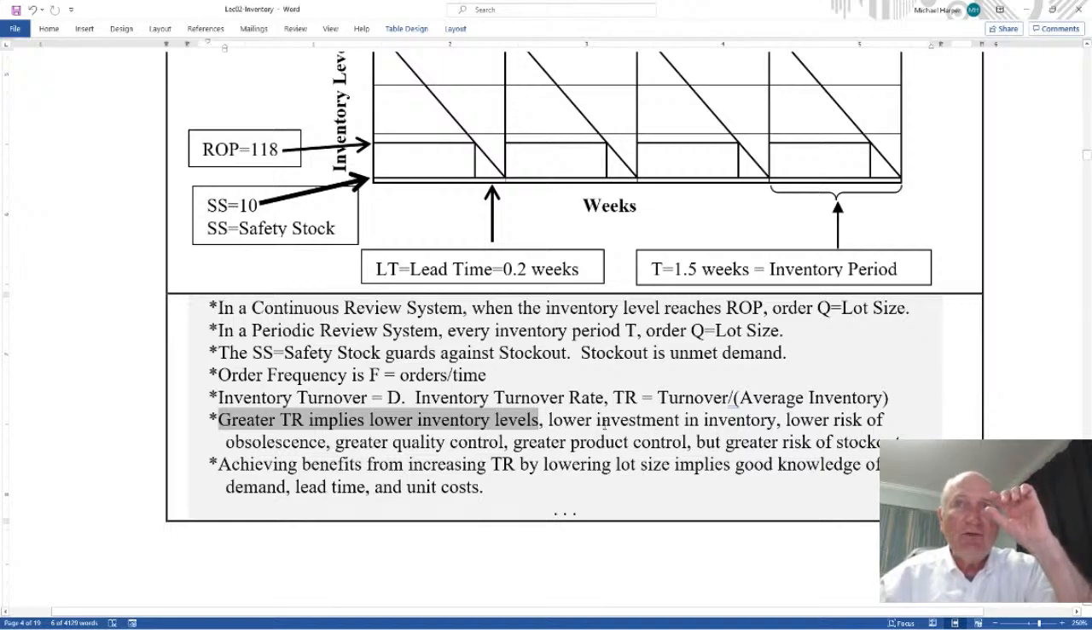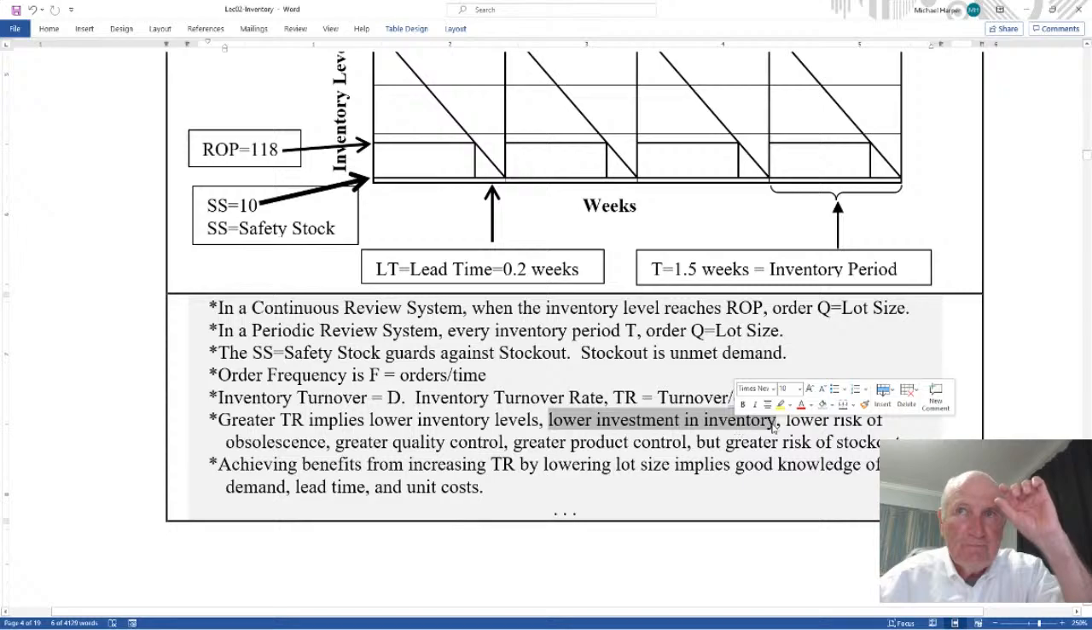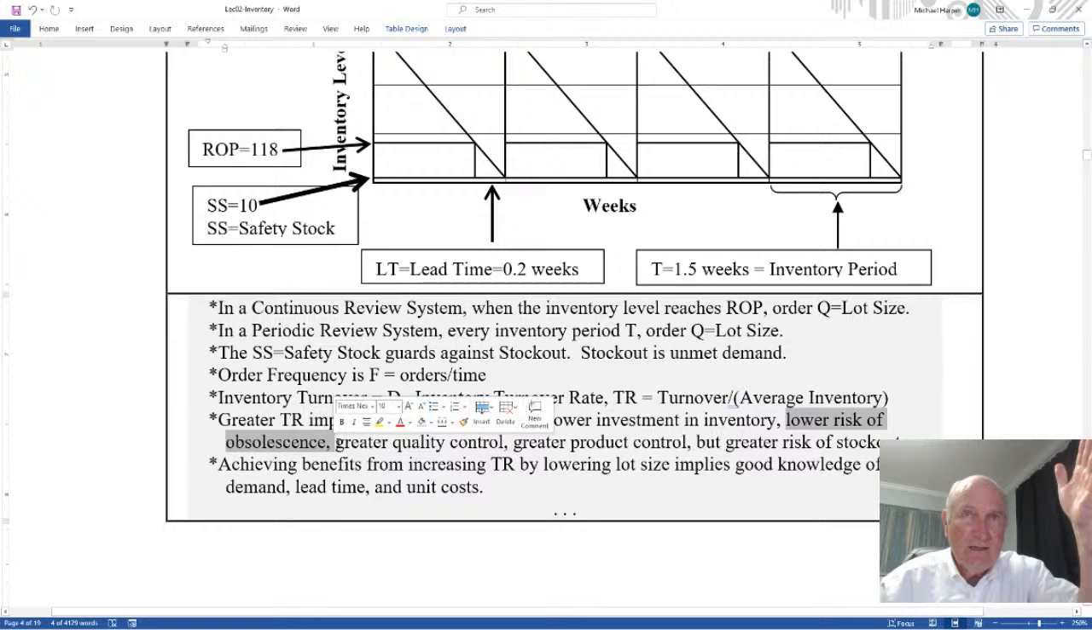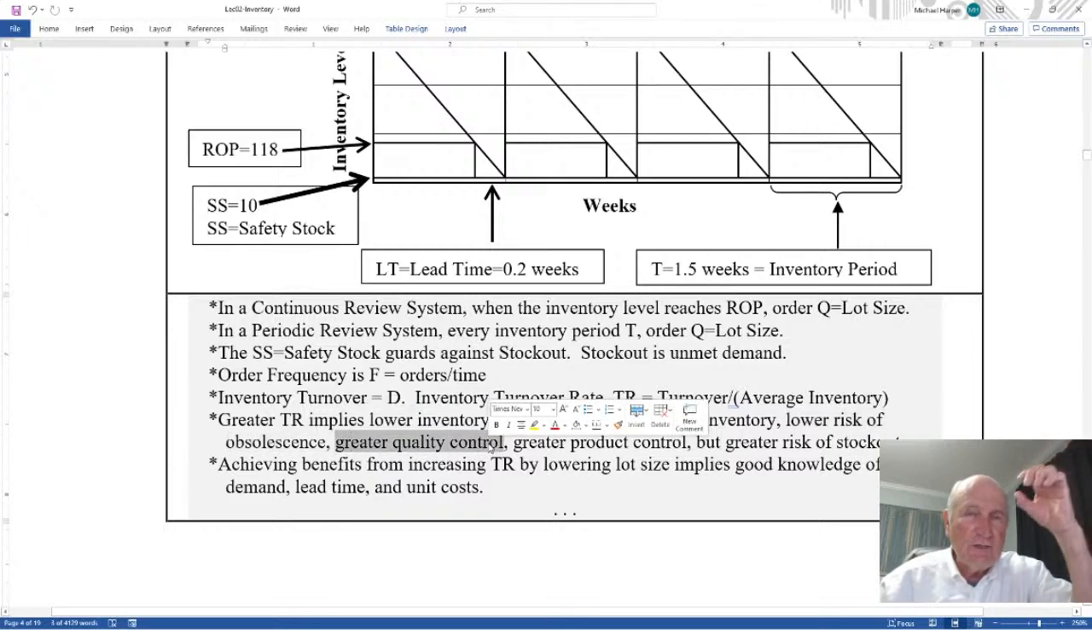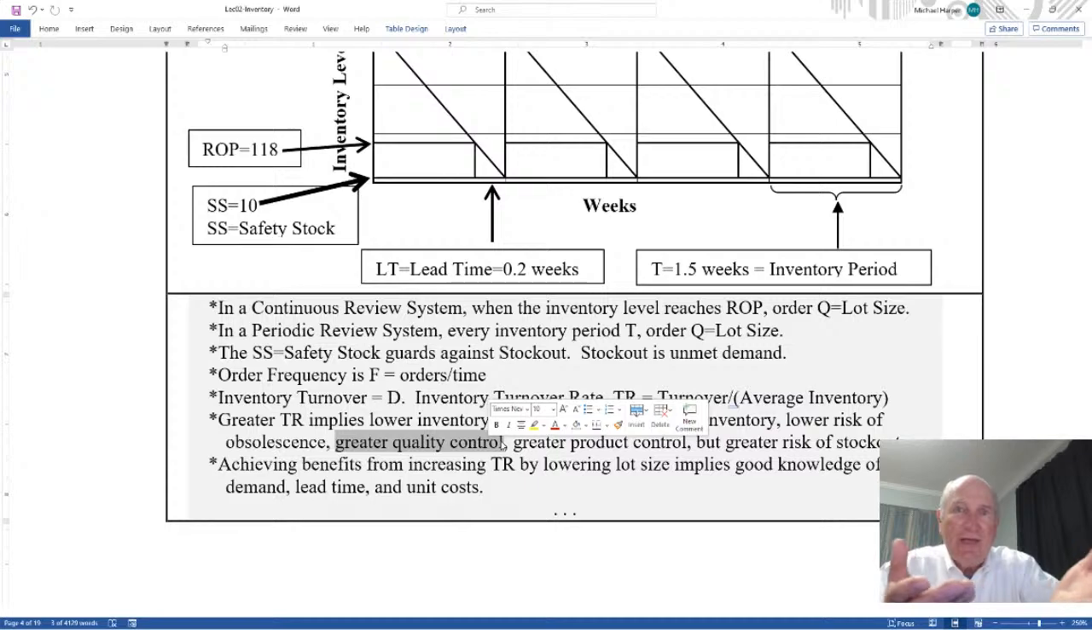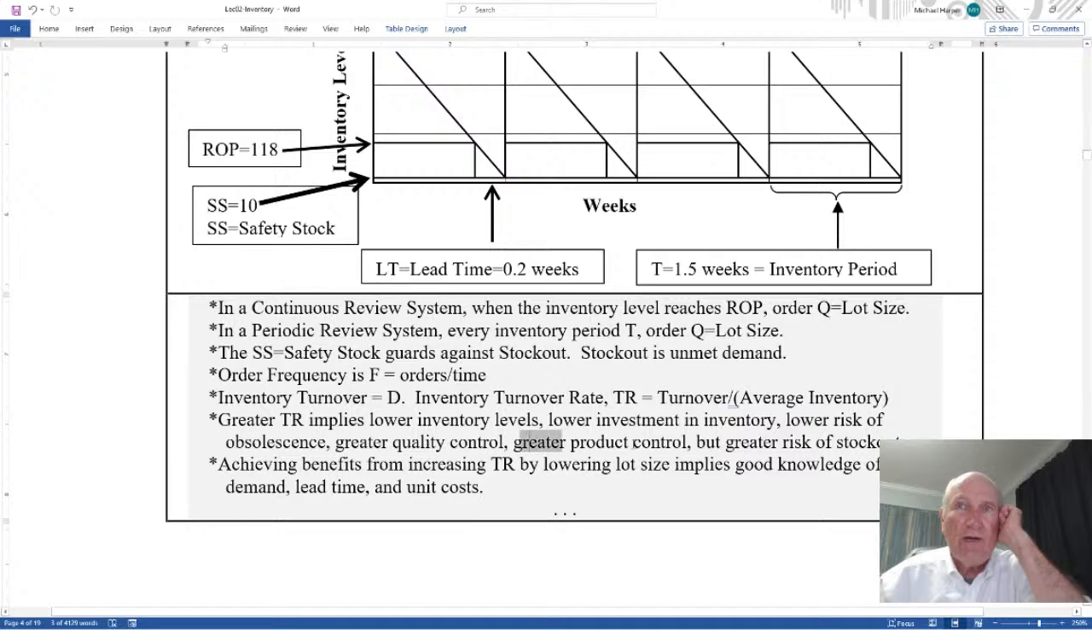If you have lower inventory levels, you'll have lower investment in your inventory. Lower risk of obsolescence because it's going to be turning over fast. Greater quality control, because if there's a problem, you have like 3 things to look at, not 3,000 things to look at, or to examine, or to rework. Greater product control, so you can have greater control over your product that is downstream, but greater risk of stock out.